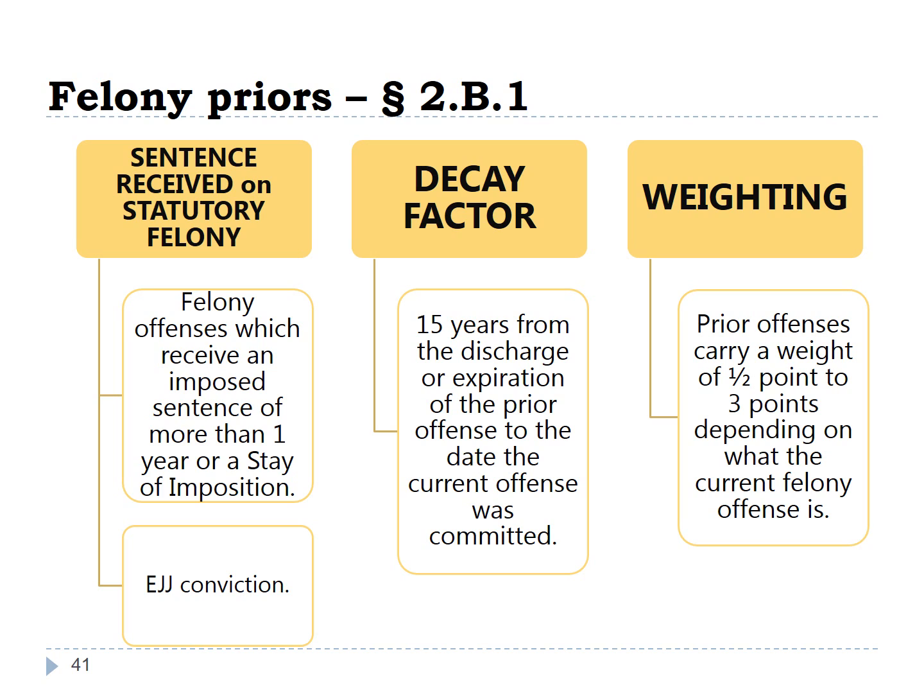And the decay factor for felonies is 15 years from the date of discharge or expiration of the prior to the date the current offense was committed. Now, prior offenses are going to be worth a half a point up to 3 points, depending on what the prior offense is and what the current felony offense is. So let's go over some tips for looking at those.